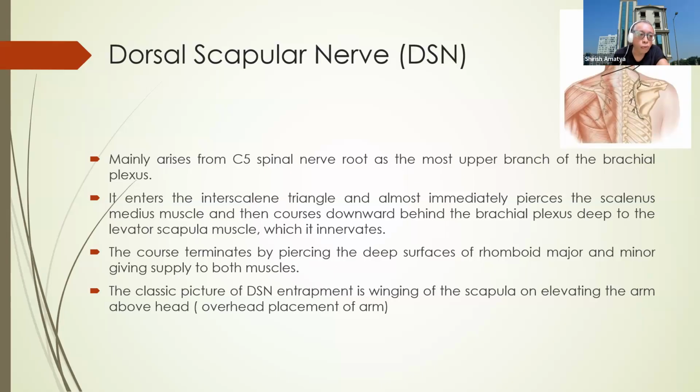So entrapment of the dorsal scapular nerve is also common. If there is entrapment of the dorsal scapular nerve, there is basically lateral winging of the scapula, and we can check for it by asking the patient to elevate the arm over the head. When we do this, there is lateral winging of the scapula if there is any palsy or entrapment of the dorsal scapular nerve.